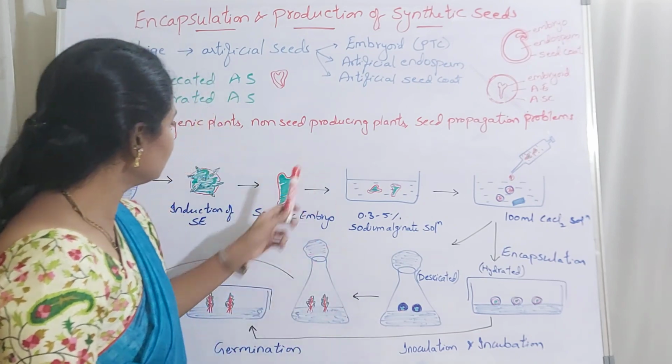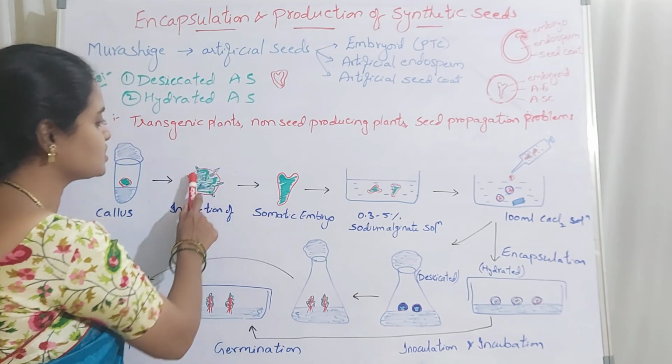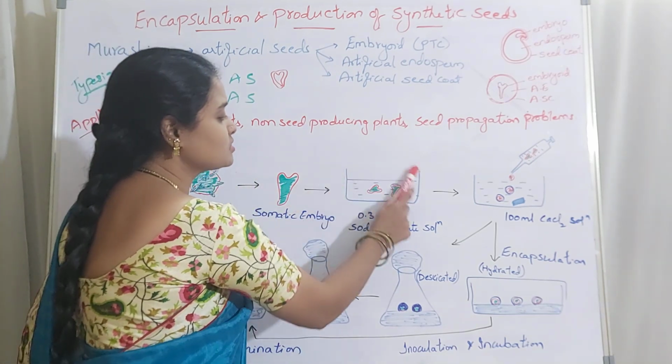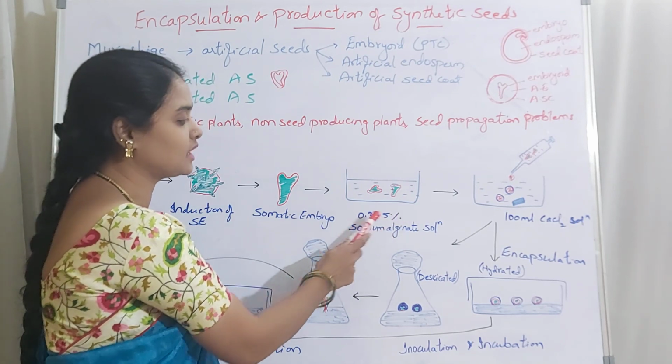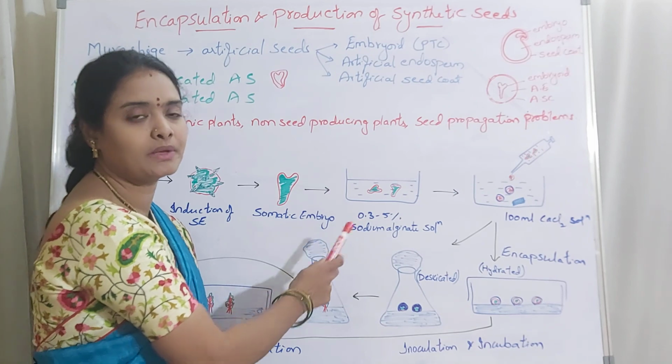Okay. So, here once you get the somatic embryo, what are you doing? You are segregating all the somatic embryos and then you are preparing 0.3 to 5% sodium alginate. That means 0.3 grams of sodium alginate dissolved in 100 ml of distilled water.